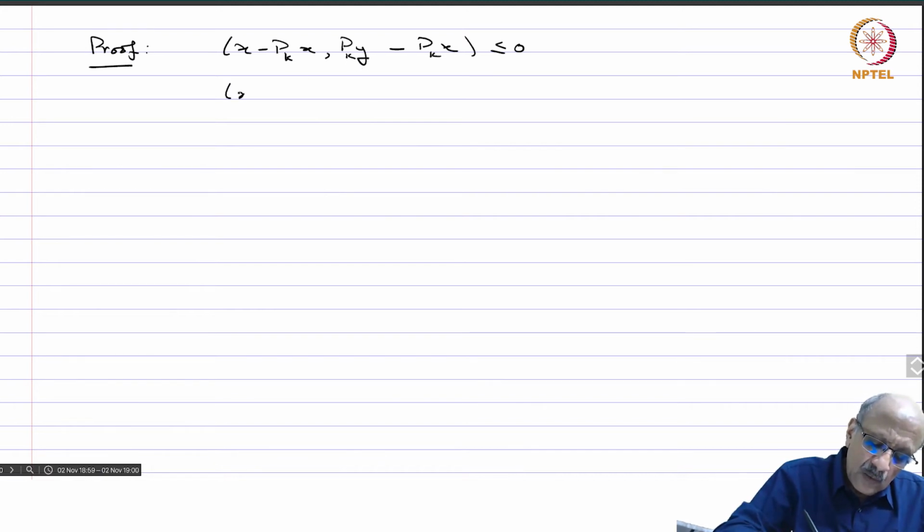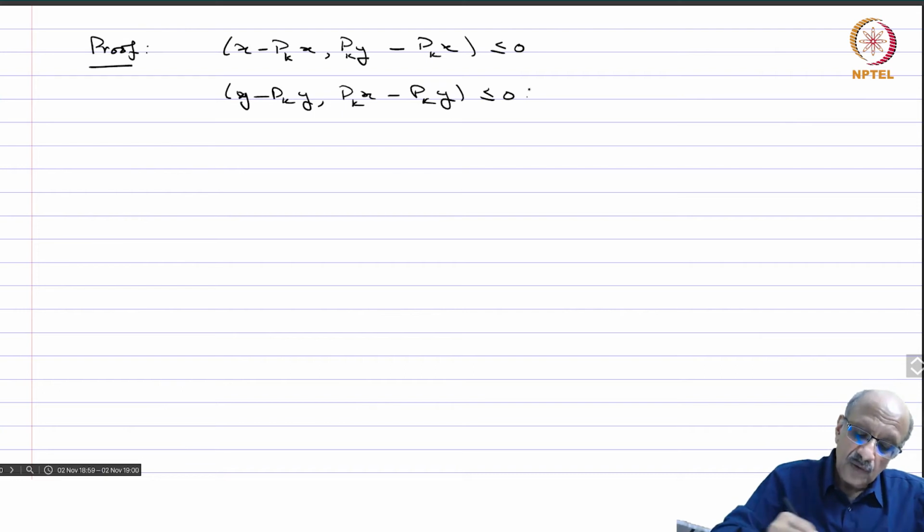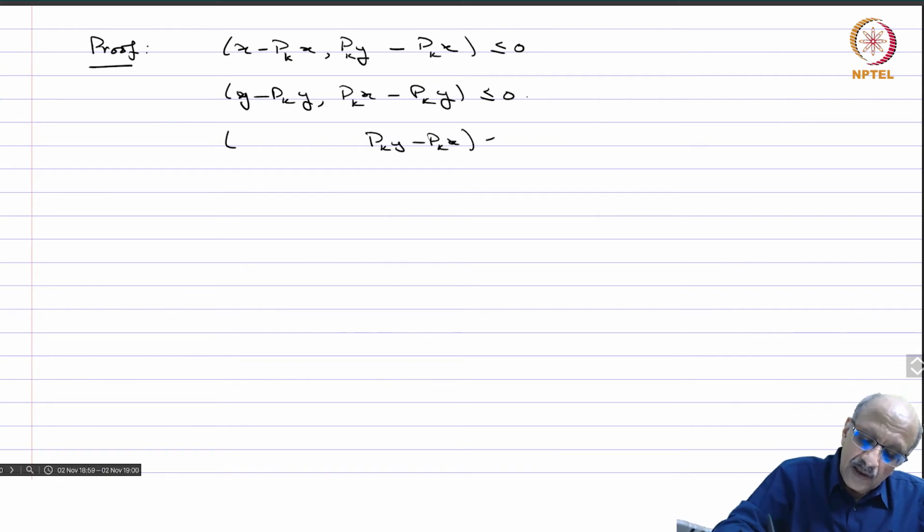Similarly, you have ⟨y − P_K y, P_K x − P_K y⟩ is also less than or equal to 0. So let us rewrite the second one so that I have the same element here. So I have ⟨P_K x, P_K y − P_K x⟩ less than or equal to 0. I have multiplied the second term by minus, so I will multiply the first one also by minus so that it won't change. So this will become P_K y − y.